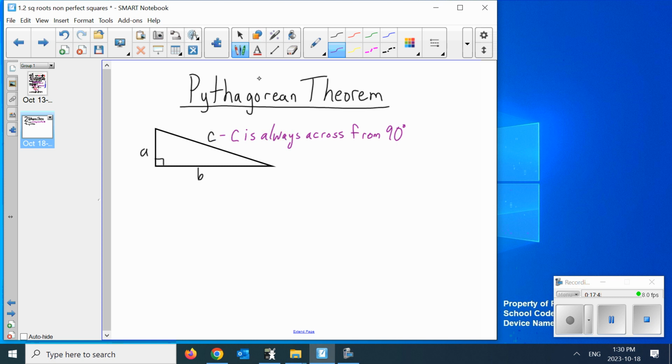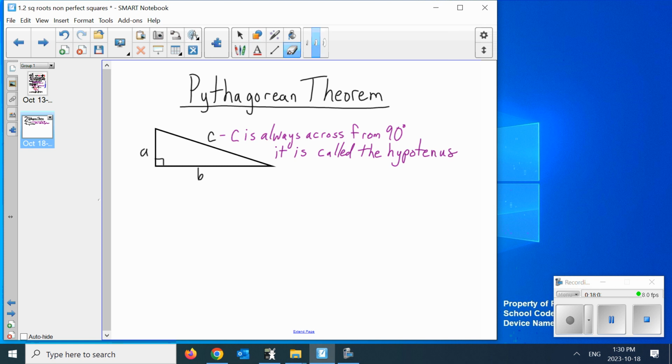C is always across from 90 degrees. It is called the hypotenuse. And the formula that we use for this, C squared equals A squared plus B squared. We'll do two examples.